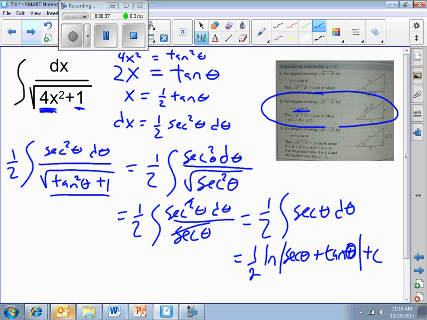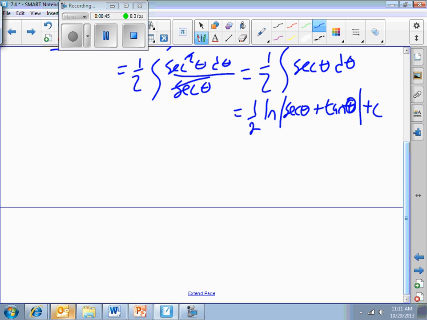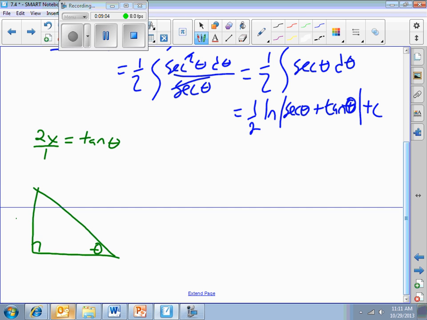That's in terms of theta. Okay, it'd be nice if we're done, but of course we're not done because it's all in terms of theta. So once again, we want to turn this into an x. So think back to our original substitution. We said let 2x equal tangent theta. In other words, 2x over 1. When I draw my triangle from theta's perspective, tangent is opposite over adjacent, 2x over 1. Using the Pythagorean theorem, that is the square root of 4x squared plus 1 for the hypotenuse.